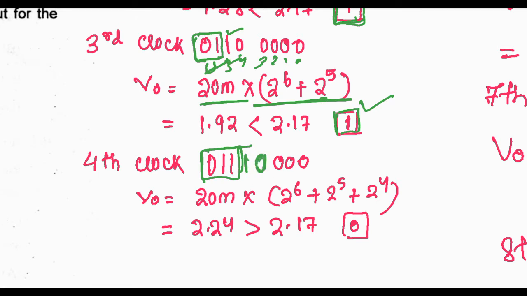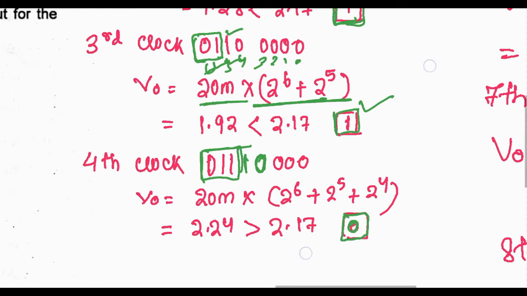Now for this one, we will similarly do resolution into the decimal value: 20 milliampere into 2 to the power 6 plus 2 to the power 5 plus 2 to the power 4, and this is coming to be 2.24, which is greater than 2.17. So as this one is greater, this will not be 1, this will be 0.